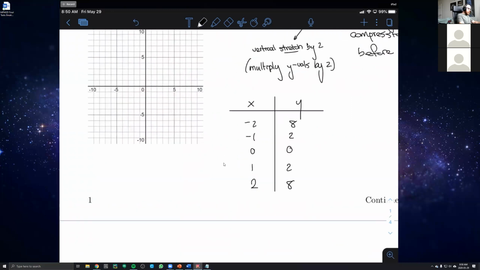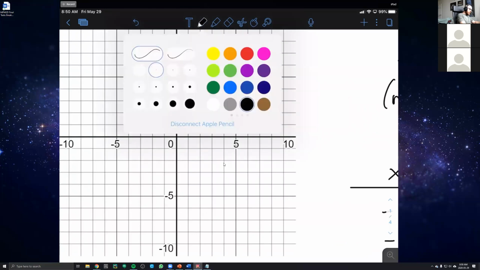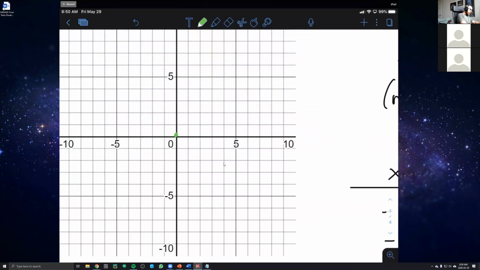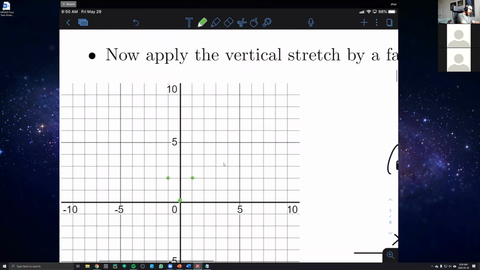And then I can go through and graph that, right? So 0, 0 still remains the same. Let's use a different color here. So 0, 0. But then I will have negative 1 and 2 and 1 and 2. And I will have negative 2 and 8 and 2 and 8. So there's my new parabola there. So I've applied my vertical stretch.